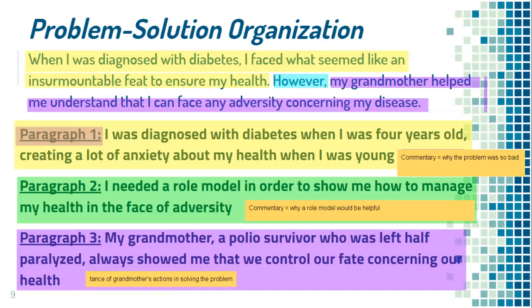So the commentary would be different in each one, and notice how they all build on each other. This is the problem. My commentary would say why the problem was such a bad thing. Then I'd talk about what I needed and why that thing that I needed would be so helpful. And then finally what my grandmother provided me, and then the commentary would be the importance of my grandmother's actions.